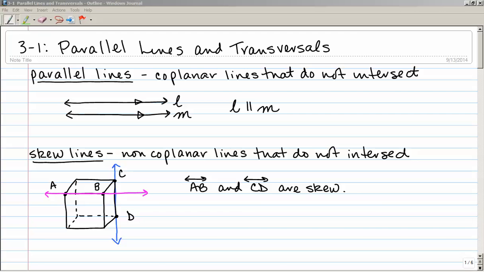So for example, AB, the pink line, and CD are skew. You can see, even though it looks like they might intersect, you need to picture this cube in 3 dimensions. AB is across the top front of the cube, and CD is a vertical line on the back right-hand side. So even though those lines continue on, they will never intersect each other. They do not lie in the same plane, and they will not intersect each other.